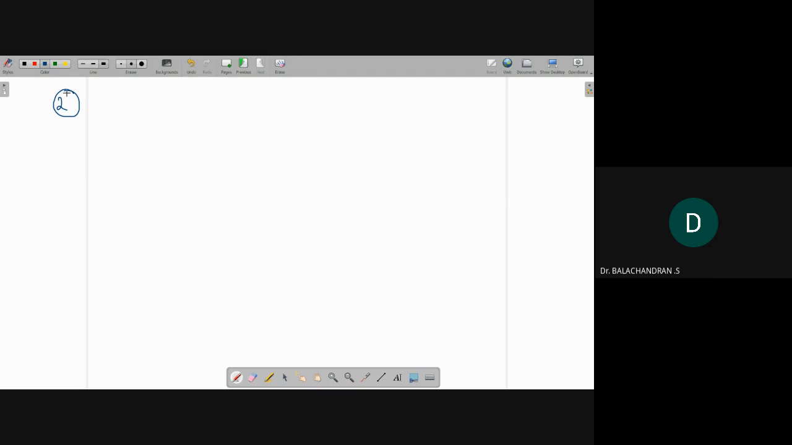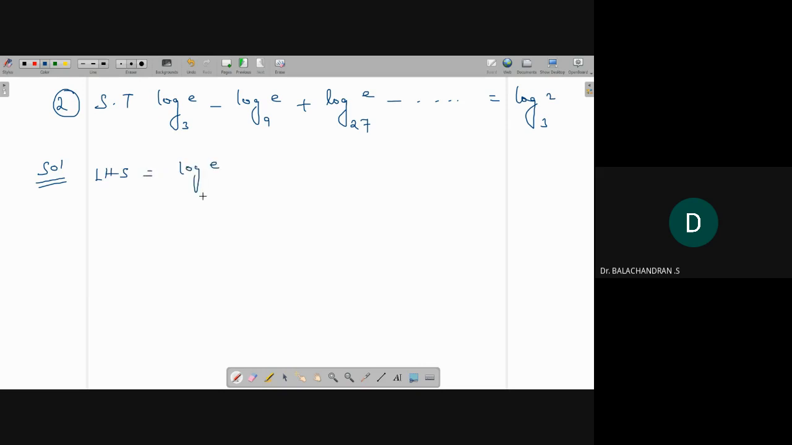Second problem. Show that log 3 base e minus log 9 base e plus log 27 base e minus and so on is equal to log 2 base 3. Okay, so a solution. Take the left hand side. Log e base 3 minus log e base 9 plus log e base 27 minus and so on.